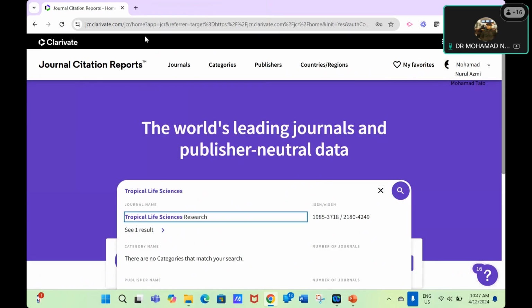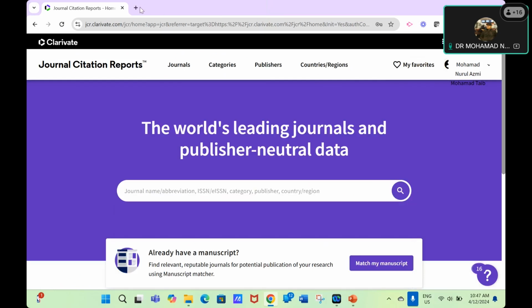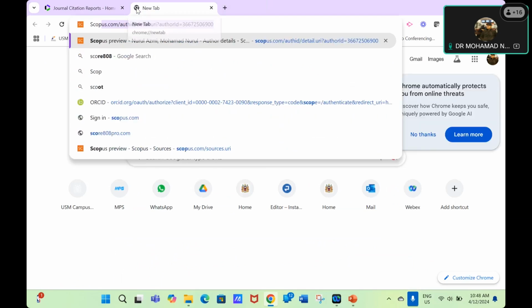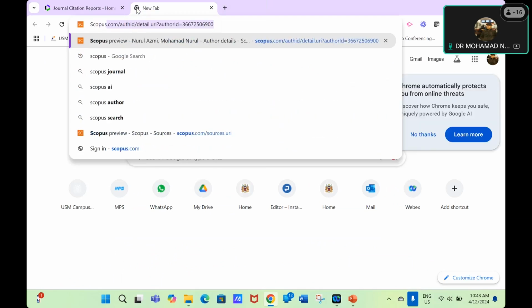Sometimes I ask students to suggest to me which publication they want. For example, is it ISI or Scopus? You have to find out by yourself. Okay, so the next one is the Scopus database. Scopus.